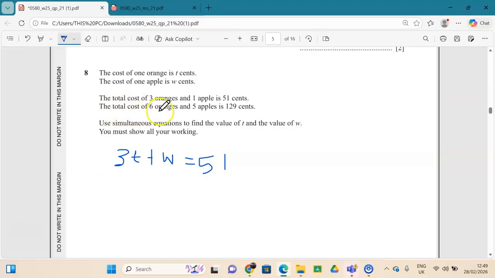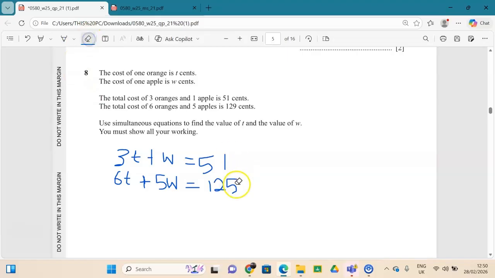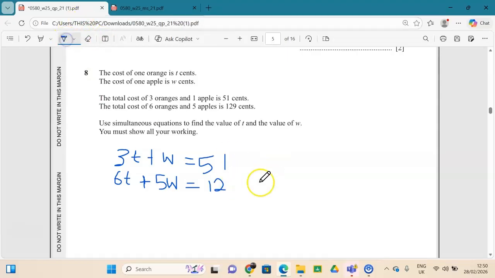The total cost of 6 oranges. So here it is 6 multiplied by the cost of 1, which is t, plus 5 apples is 129. Because the cost of 1 apple is w, if there are 5, it's going to be 5 times w, which will give you 5w, and all will be equal to 129. So if you have done this, you're already close to getting your answer. You can now solve this using any method of your choice in simultaneous equation.